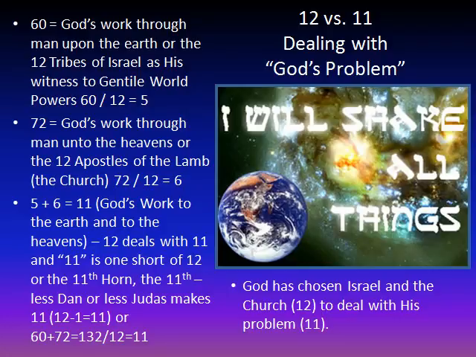The 11th, 1 tribe less, Dan, is equal to 11, or less Judas Iscariot of the 12 apostles makes the apostles 11. 12 minus 1 equals 11, or 60 plus 72 is equal to 132 divided by 12 is equal to 11. 12 versus 11. God has chosen Israel and the church, his 12, to deal with his problem, 11.